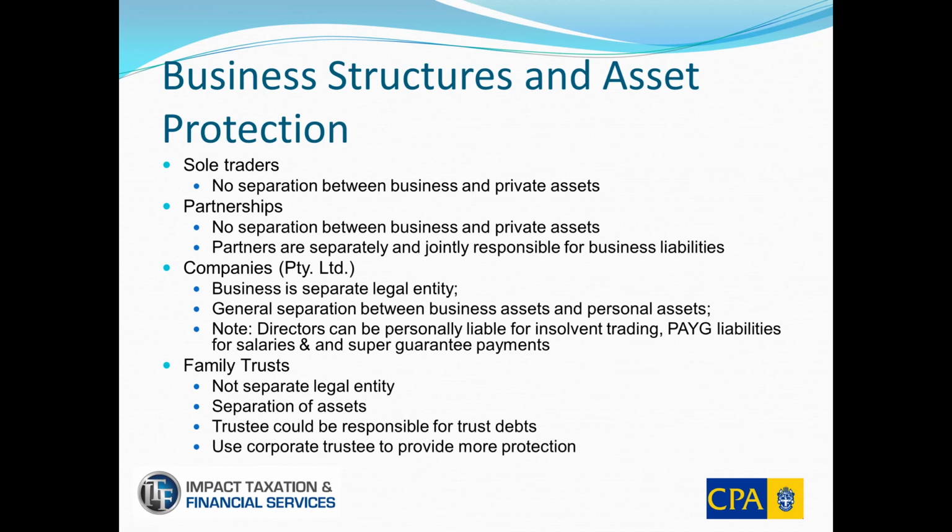Or sometimes, if they have employees, they have PAYG liabilities for salaries. PAYG means the withholding tax they need to pay to the tax office on behalf of their employees. Also, there are super guarantee liabilities for the employees. In Australia, you need to pay 9.5% super guarantee for your employees into their super accounts. If you don't do that, that could be part of the director's personal liability.